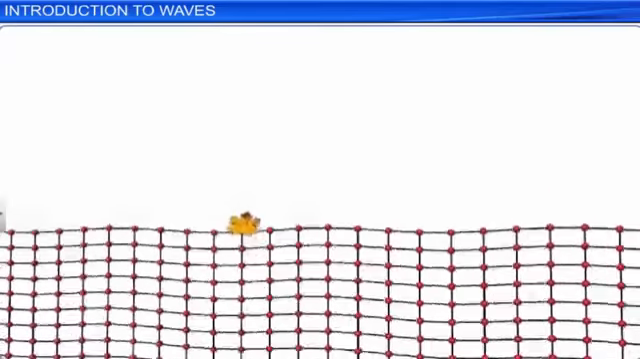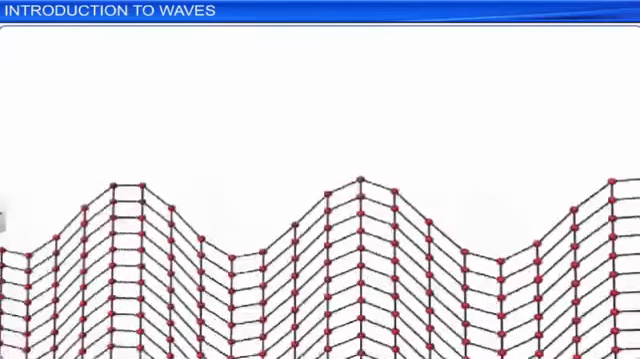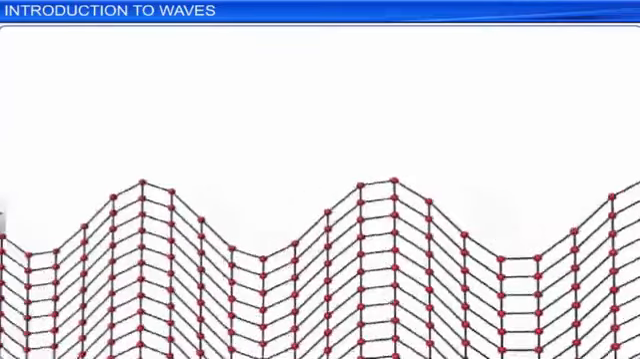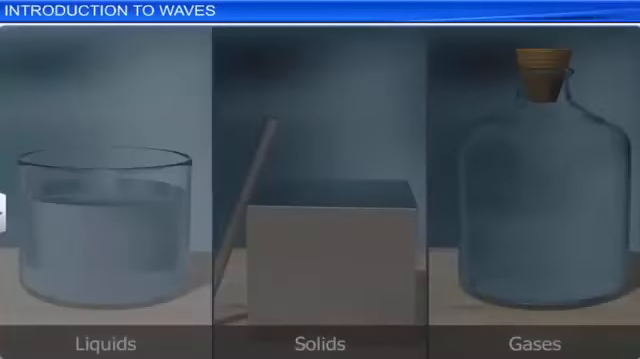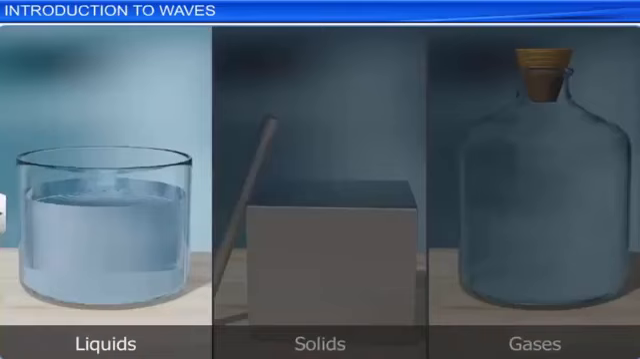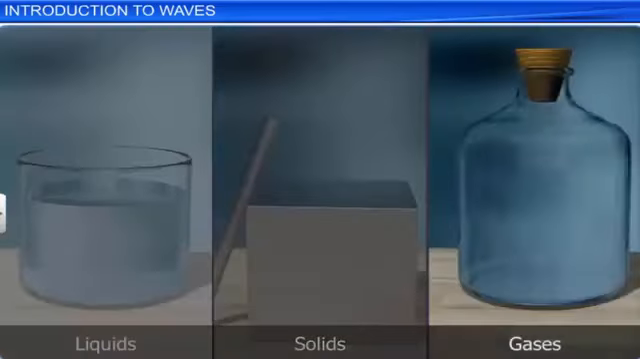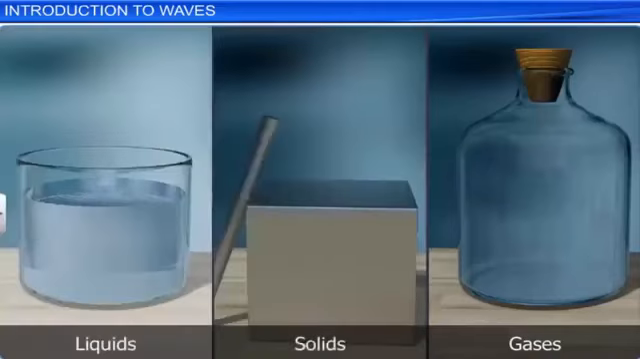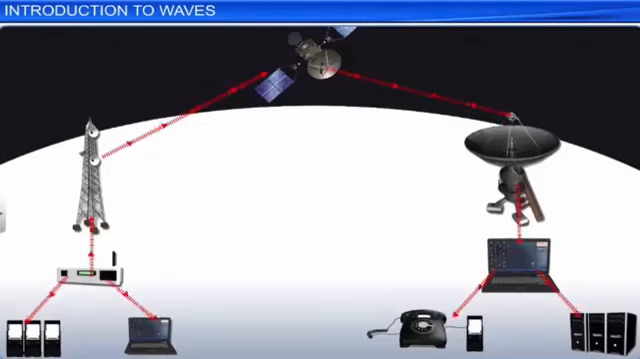Waves not only propagate through liquids, they also propagate through solids and gases. Now, let us look at various other examples where waves propagate through other media. In today's world, communication systems play a vital role. These communication systems involve the transmission of waves to send and receive information.